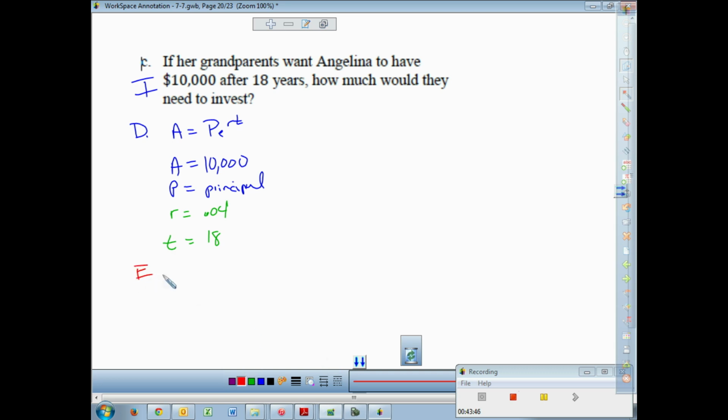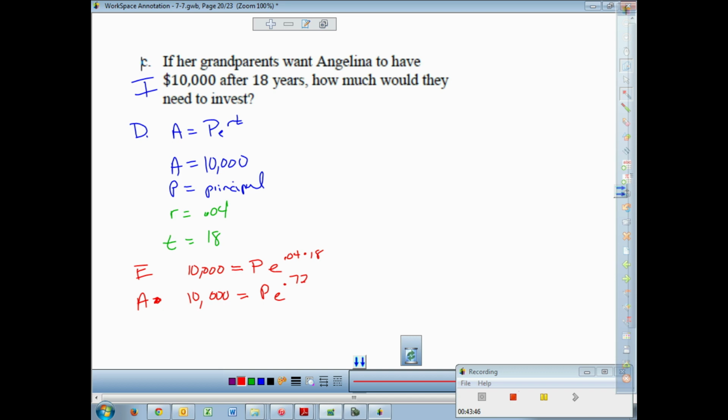Our equation, 10 G's equals P times e to the 0.04 times 18. Take 0.04 times 18. And that's 0.72, is that right? Fabulous.